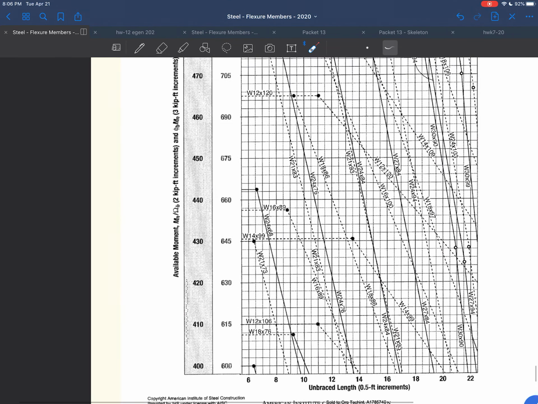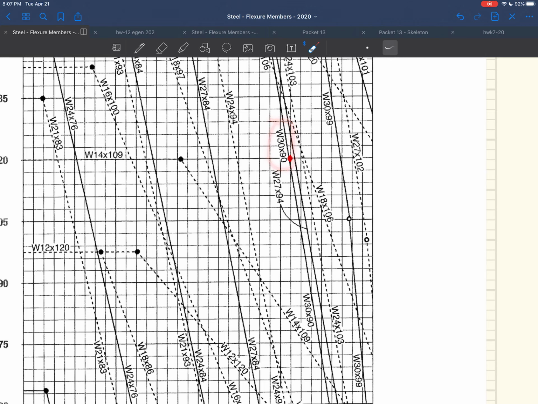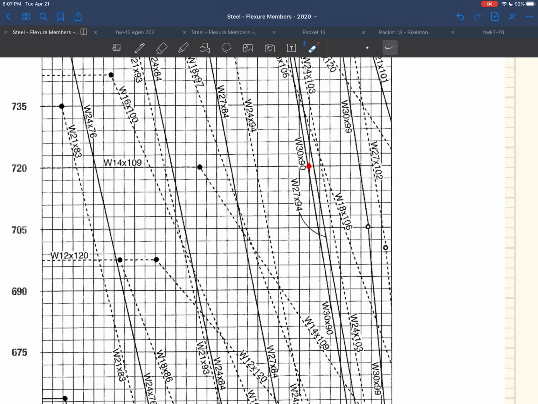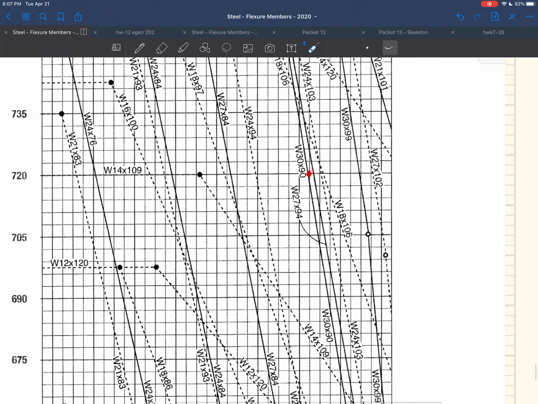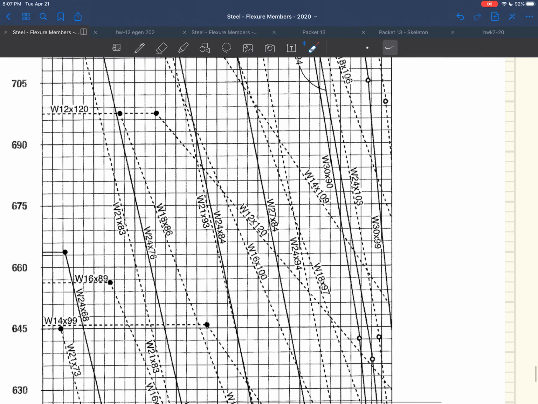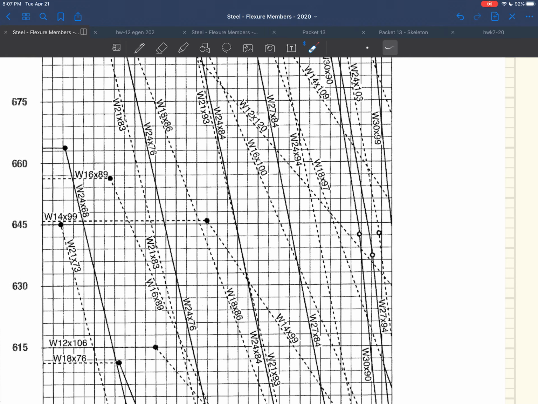So if we enter those tables, what do we say? 719, so 719, right? There's 720. Unsupported length of 18 feet. 18 feet's over here. And look at that, I've marked it. 720, 18 feet. Puts us right there. Reading up into the right, almost a W30 by 90 works. It might work out there, but I'd read it up into the right, and that would give me, trace it down, a W27 by 94.